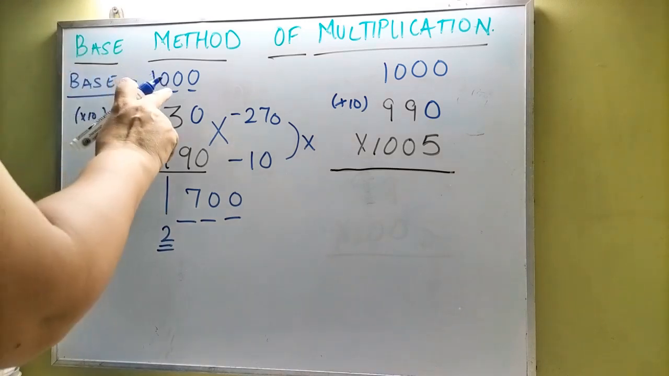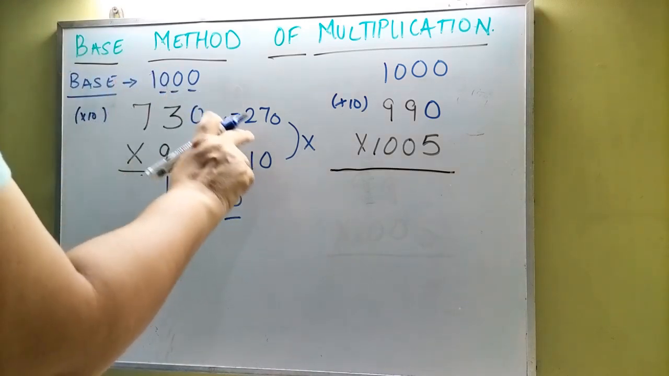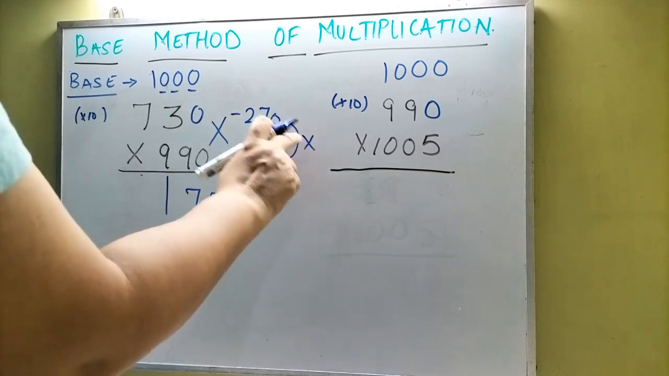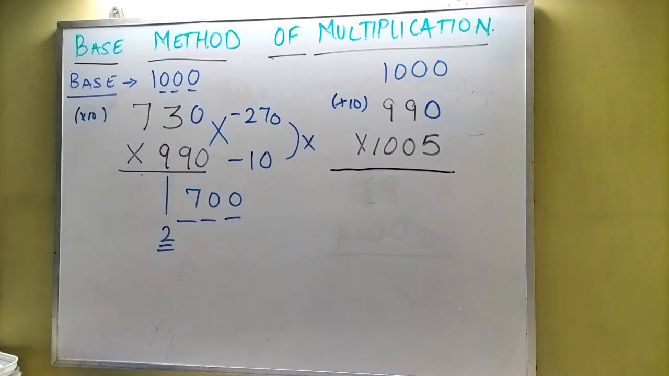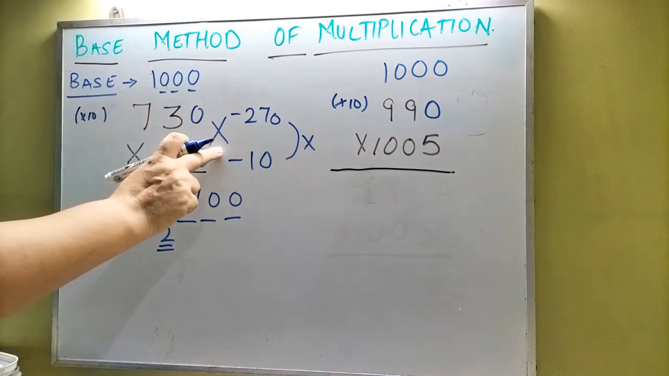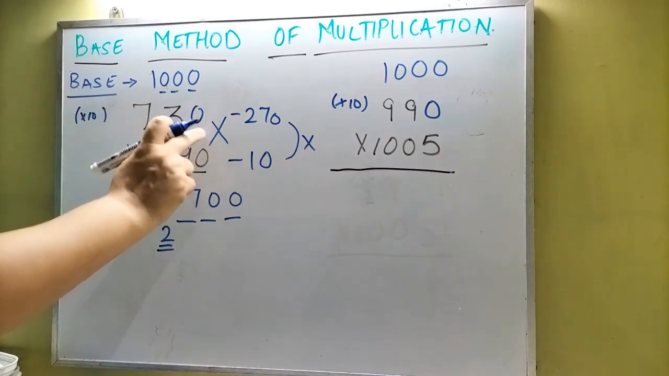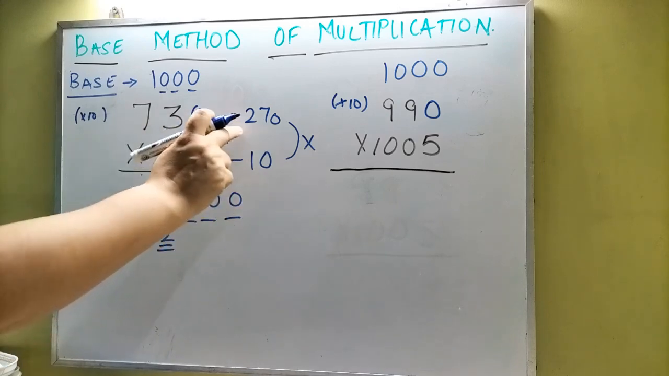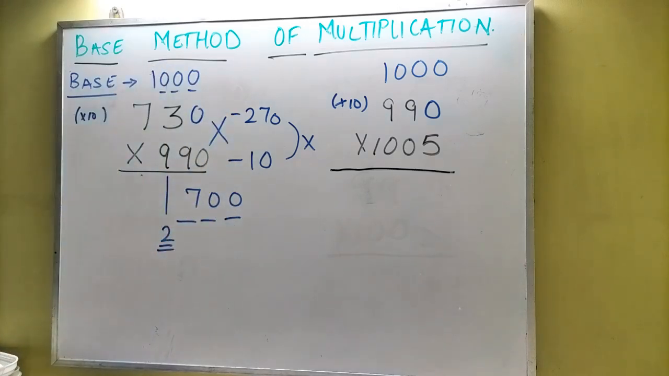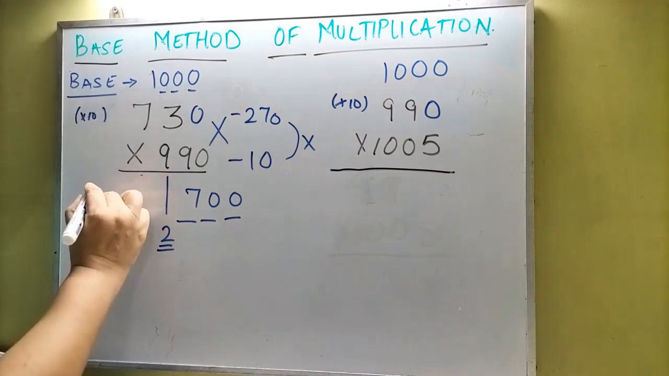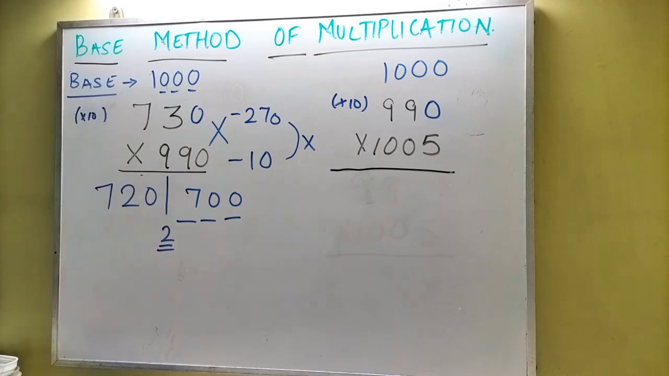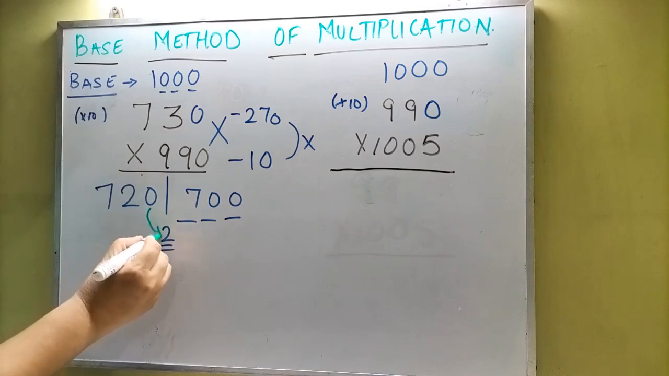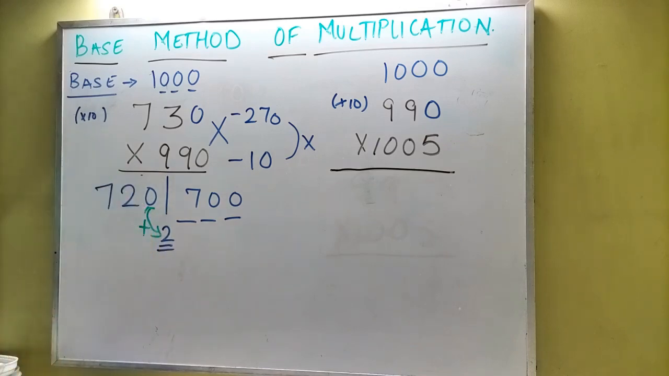We will come to what to do with this 2 in just a moment. So my first step was finding the base, second step was finding the difference, third step was multiplying these two differences and writing them here, and the last step, as I said, put a cross here and subtract 730 from 10 or 990 from 270. In either of the cases, my answer comes out to be 720.